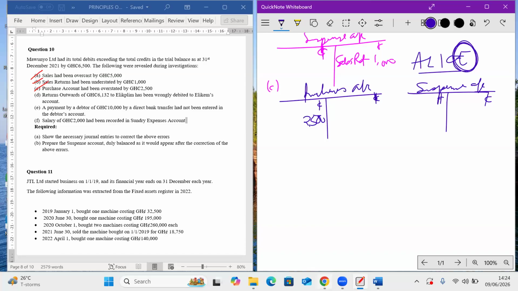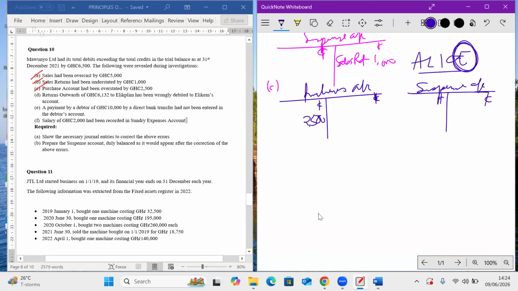Okay, so how do we correct it? How do you correct it? It's the way we would treat the C. It's the same way we treated the A. The money has exceeded. So if it has exceeded, what do we do? You bring it to the other side of the account.